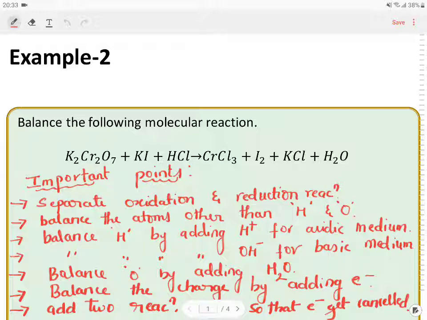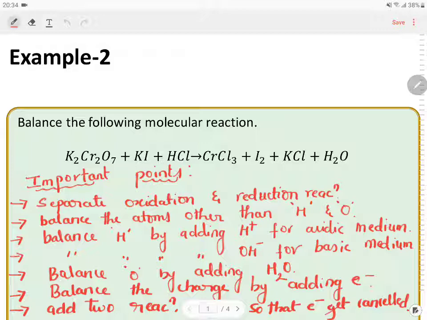Third one, you need to balance the hydrogen by adding H plus ion if the reaction is carried out in acidic medium. Suppose the reaction is carried out in basic medium, then instead of H plus, we need to make use of OH minus. So make a note of this. Then balance the oxygen atoms by adding H2O.